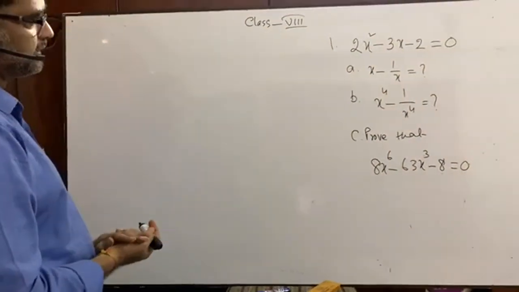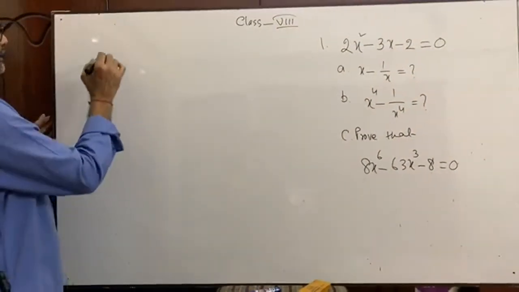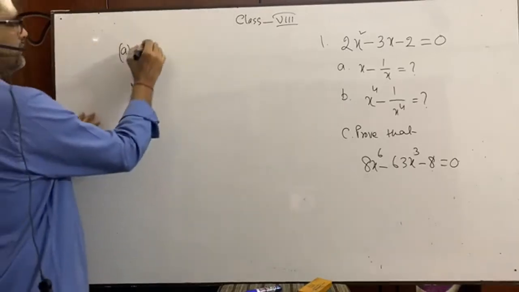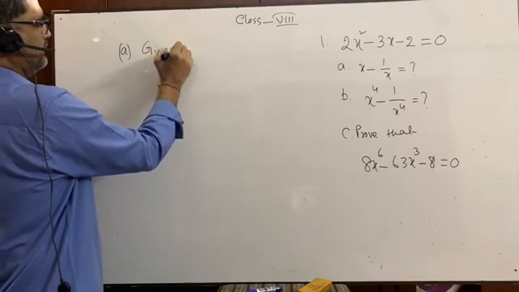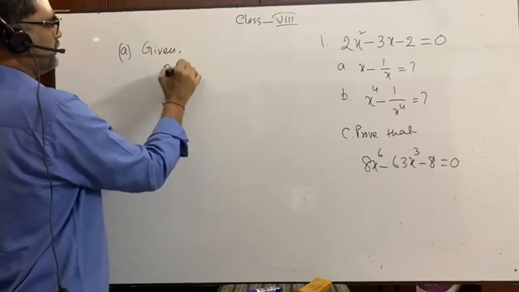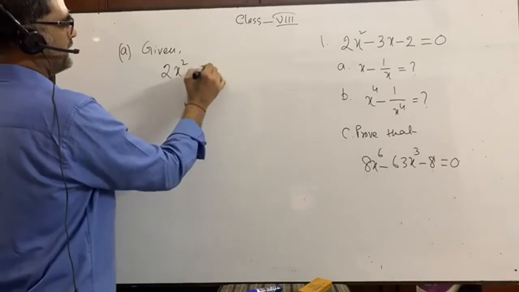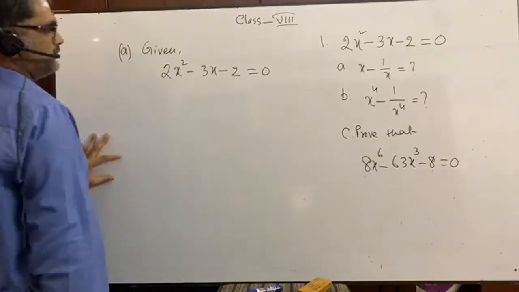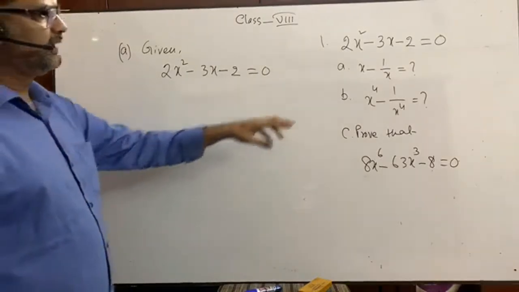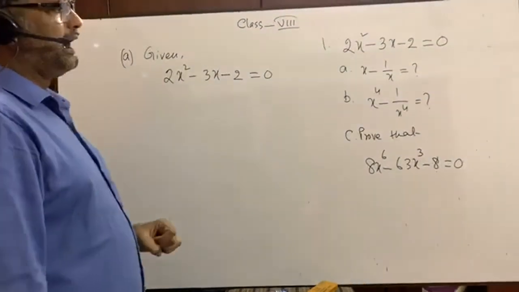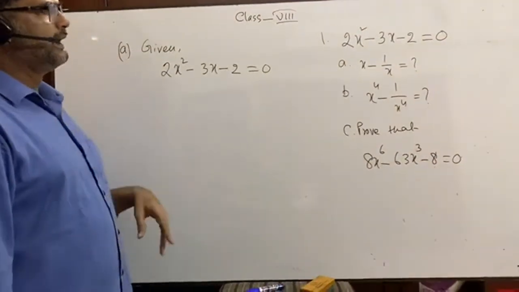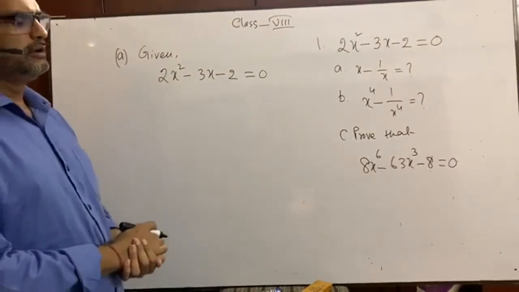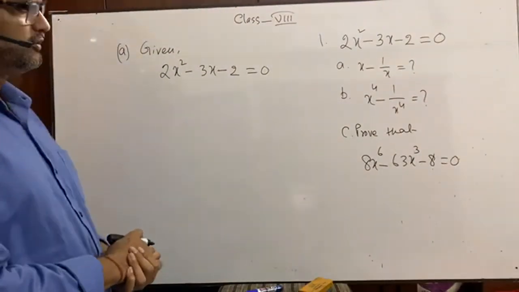At first, what is given? Can you see? Question number A. What is given? Pay attention. Given, 2x square minus 3x minus 2 equals 0. You see it is x. How can I get x only? And it is again 1 by x. How can I get 1 by x? You have to pay attention. You have done a lot of maths like this.